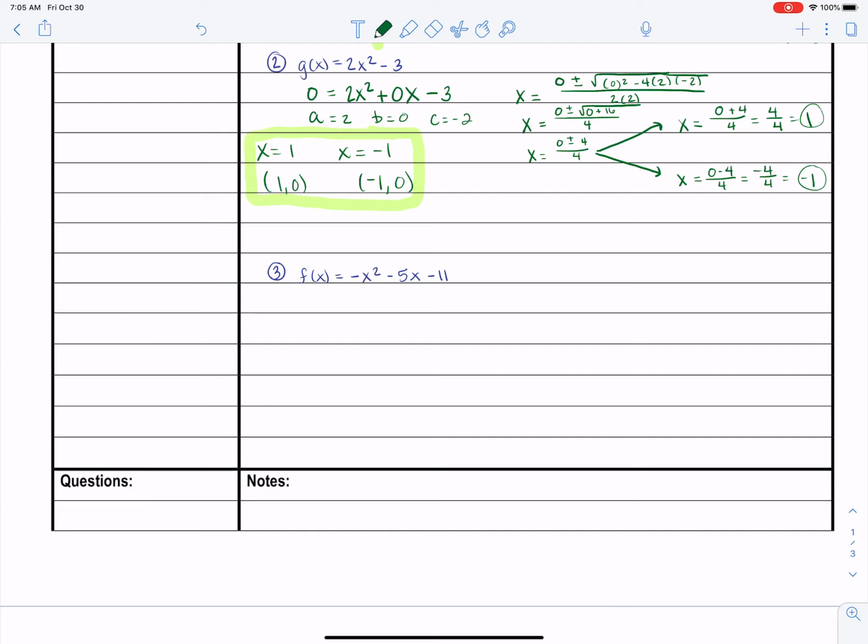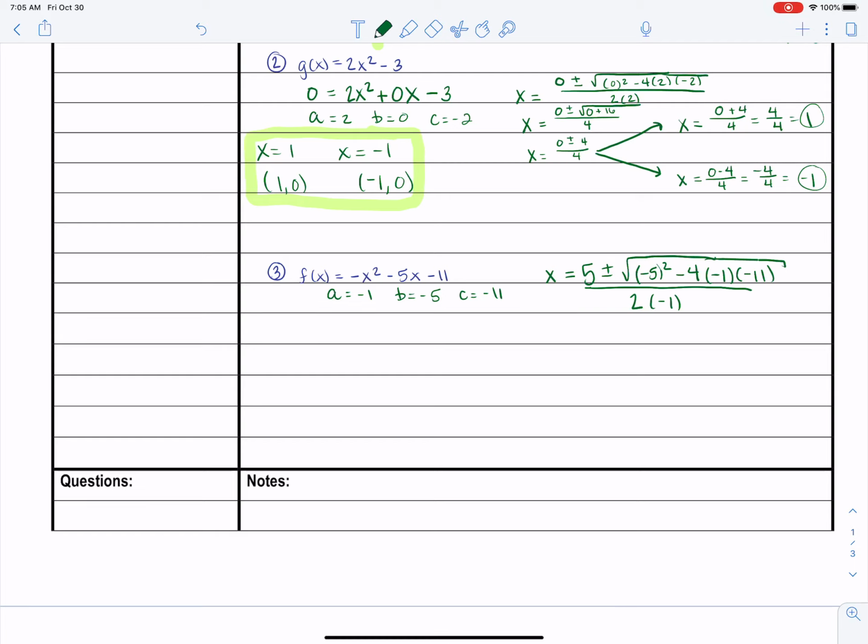Example 3, this has all of our parts. So a equals negative 1, b equals negative 5, c equals negative 11. All right. x equals negative b. Remember, if b is already negative, it becomes a positive. So 5, I'm going to write this a little bigger. 5 plus or minus the square root of b, negative 5 squared, minus 4ac, all over 2a.